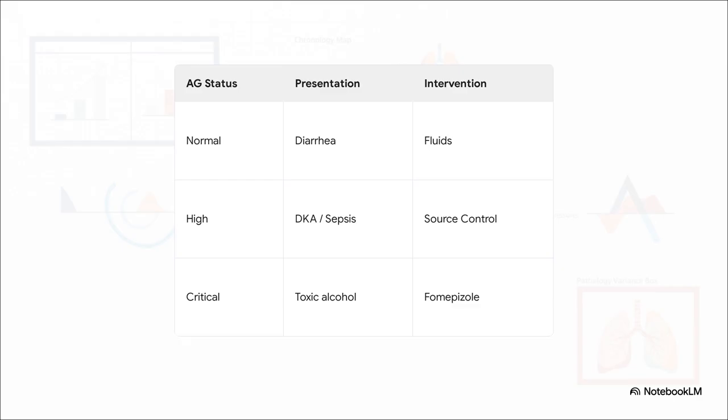A normal anion gap metabolic acidosis, like you'd see with severe diarrhea, usually buys you some time to find the cause and manage fluids conservatively. A high anion gap demands active titration, like giving insulin for DKA or getting source control for sepsis. But pay attention to that bottom row. A critical high anion gap, maybe with an osmolar gap from ingesting toxic alcohol like methanol or ethylene glycol, demands immediate, highly invasive protocols. We're talking fomepizole administration and hemodialysis right now to prevent permanent organ failure or death.